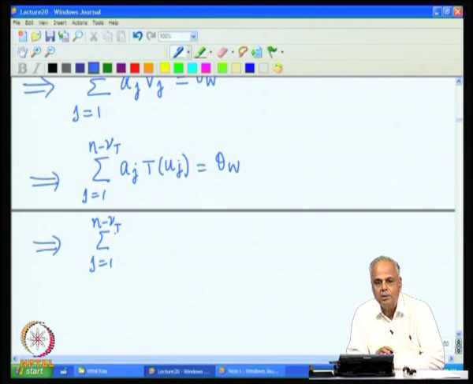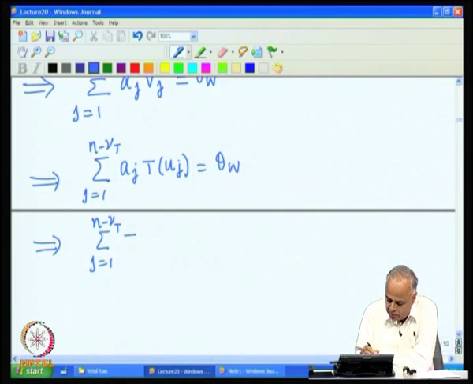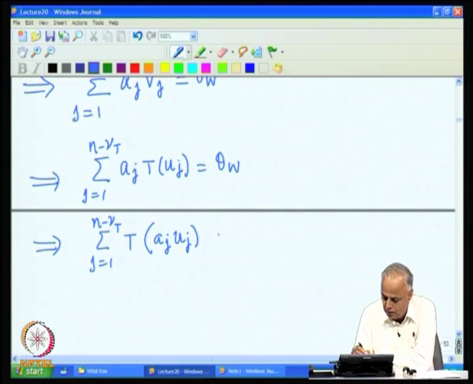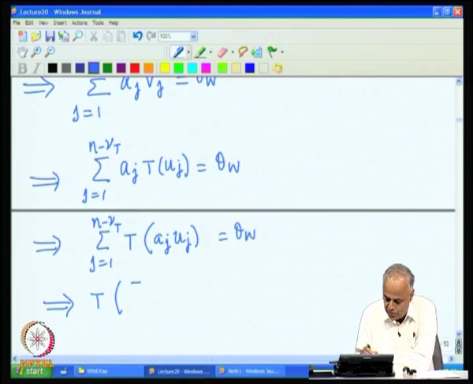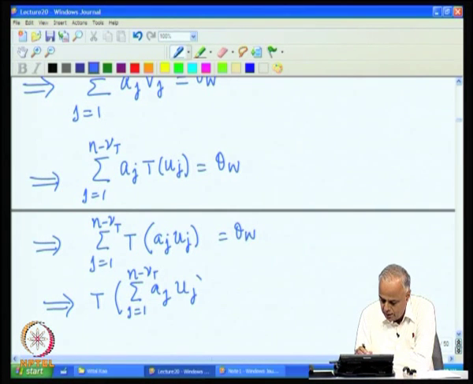Now, scalars can be put in and out of the linear transformation, because a linear transformation preserves scalar multiplication. So, we can write it as T of summation A j U j equal to theta w. Again, since T is a linear transformation, T of a sum is the sum of the T's. So, we can pull the T out of the summation notation and we get summation A j U j equal to theta w.